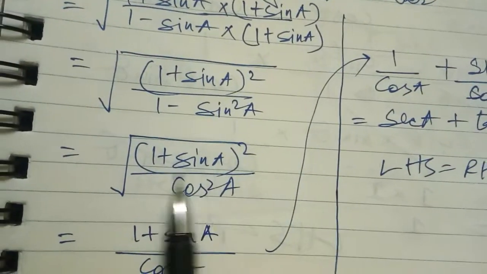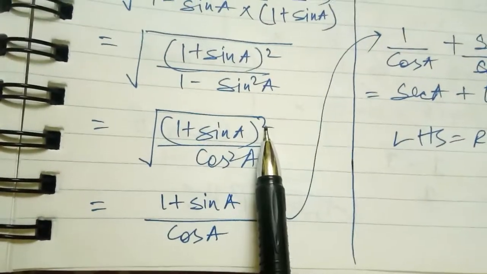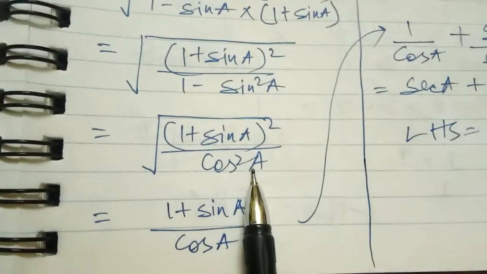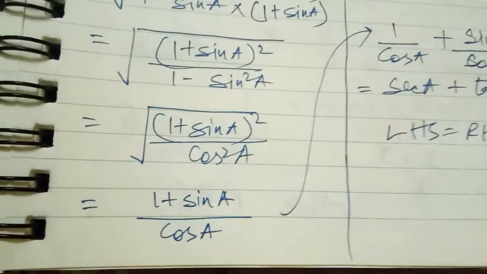Then from here, the root is coming from here. This I have not written the root. Why? Because here is a given square and here is also a given square. Under the square root, what will come? It will be taken out as the single part, that is 1 plus sine a divided by cos a.